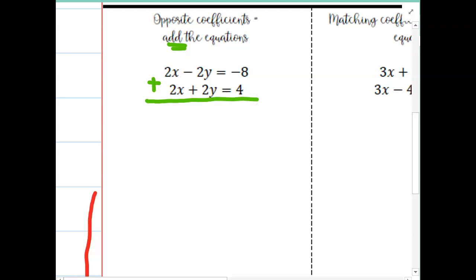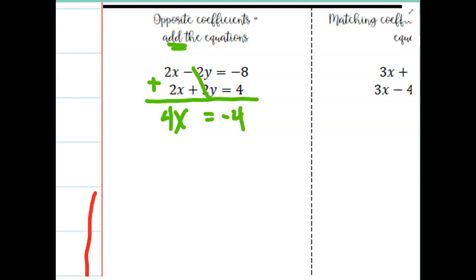Now here's why everything had to be lined up. When I add the equations, I can add the x's and I can add the y's, but I can't add an x and a y. So if I have it lined up, it's really nice and easy for me to add. I take 2x plus 2x, which gives me 4x. But watch what happens with the y's. I have a negative 2y and a positive 2y. Remember how we're looking for those opposite coefficients? What happens with a negative 2y and a positive 2y? Yeah, they cancel out. You drop down your equal sign, and you add everything. So we take negative 8 plus 4, which is negative 4.